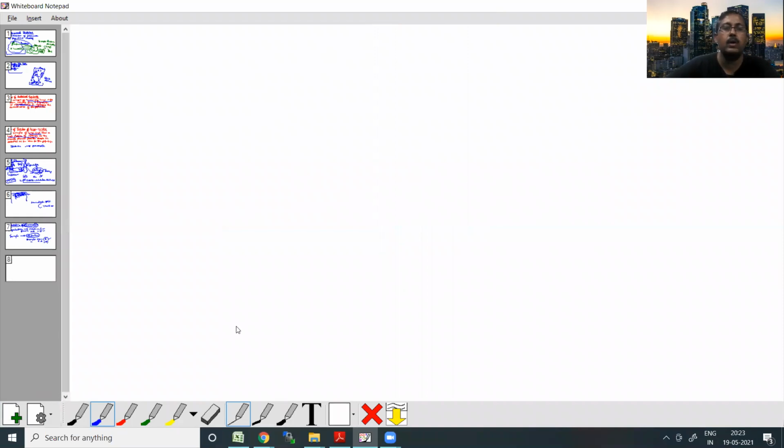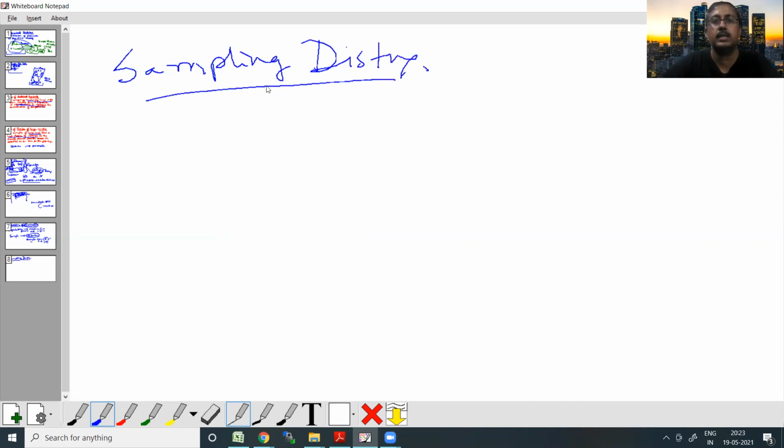Now, one important concept is the sampling distribution. This is a very important concept that we all need to understand. What is a sampling distribution? In very layman's terms, we have already seen the probability distribution, right? So the probability distribution in the case of a sample statistic is known as a sampling distribution. Let's look at an example so that we can understand what it is.